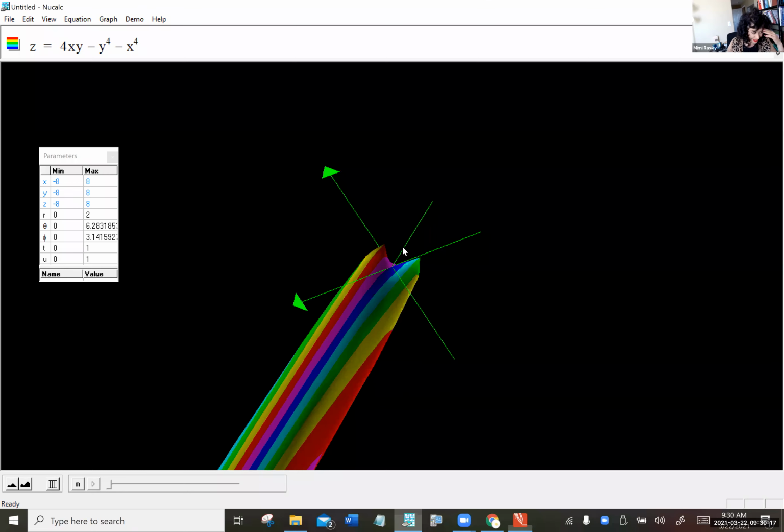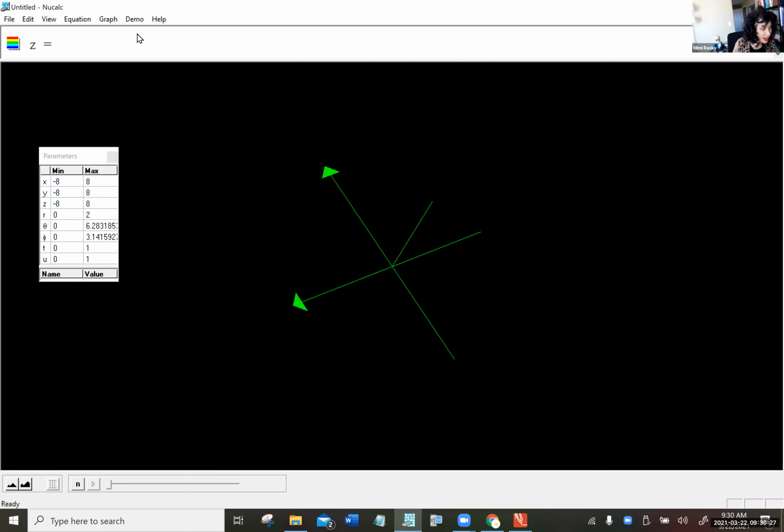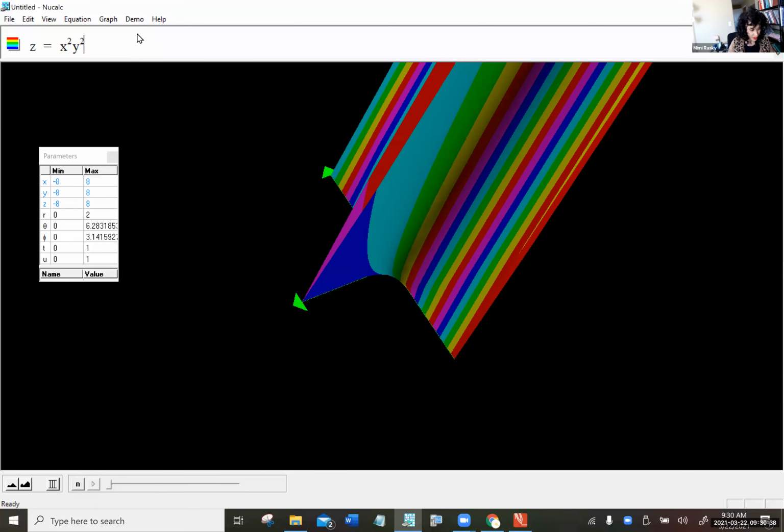Whoa, what do you mean? Well, if I go back to my graphing software here, I'm hoping this will graph it kind of nicely. It probably will graph it better than I can. So let me just try and graph this surface. Z equals x squared y squared. Check it out. What do we got here? Whoa.